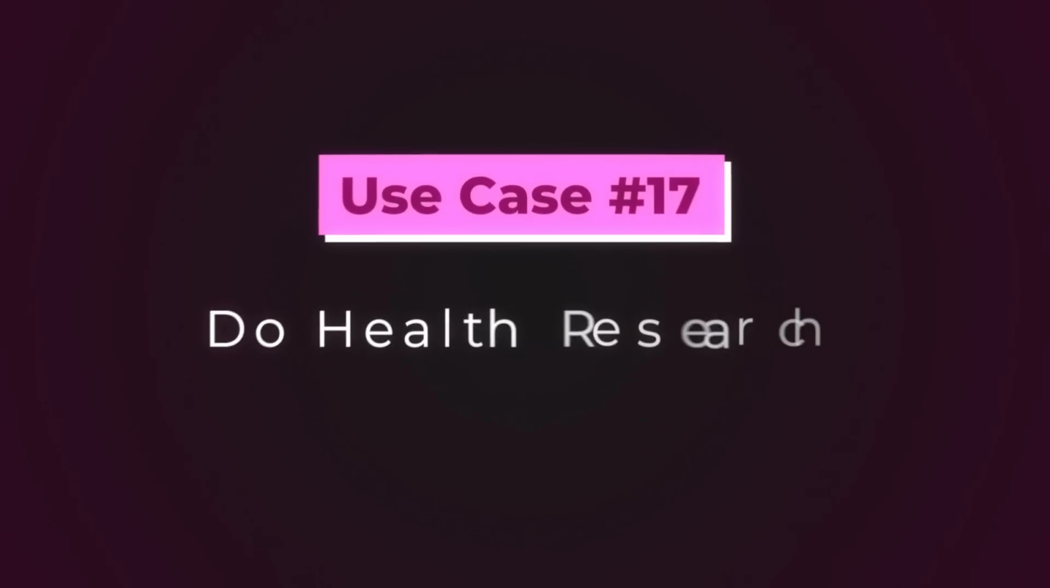So use case number 17 is use AI for health research. So let's say you're looking to replace things in your kitchen. Have ChatGPT Agent research non-toxic cookware and water filters to help you decide on what to purchase.